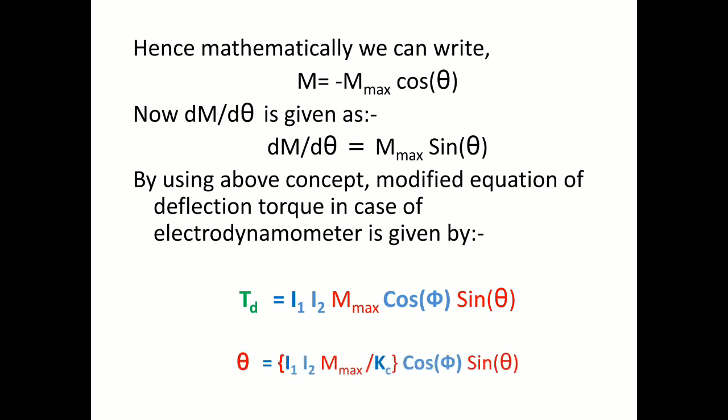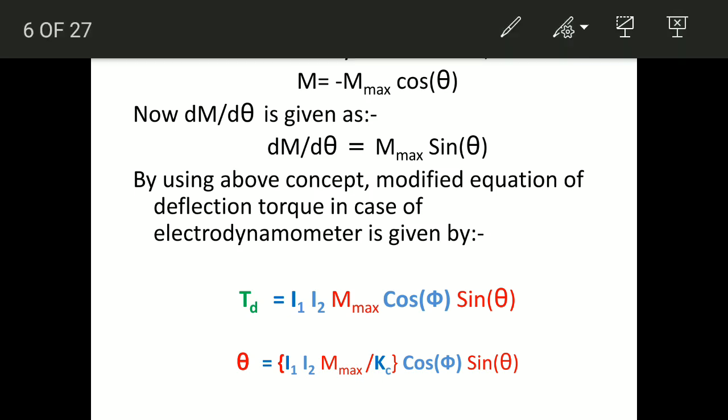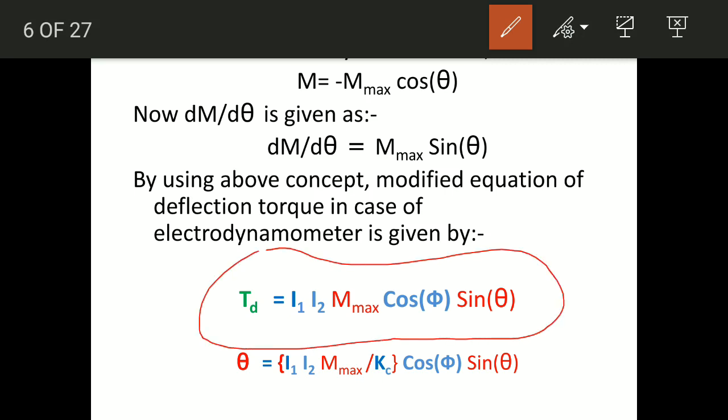The same equation we can write for the final deflection angle theta. We need to divide the deflection torque by Kc, where Kc is nothing but the spring constant. So we can write theta is I1 I2 M max, whole divided by Kc, into cos phi into sine of theta. This equation you have to remember in order to understand the basic working philosophy of the power factor meter.